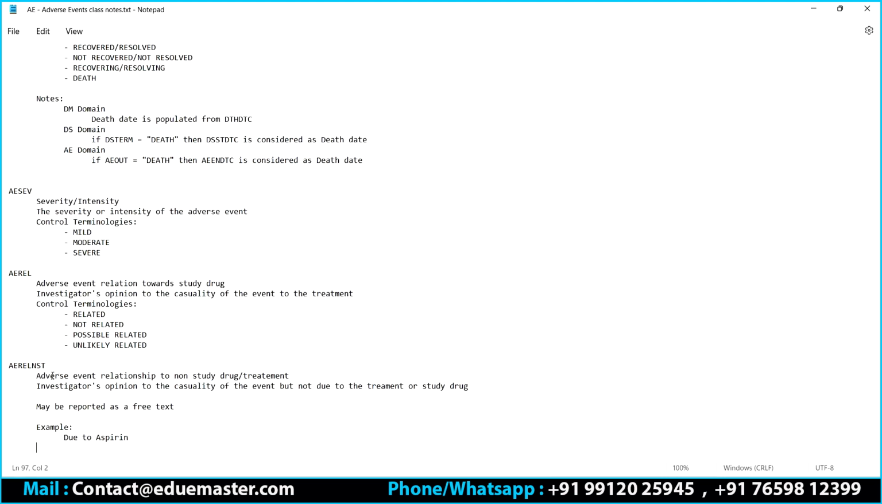Then this one, NST, stands for, right? It is a non-study treatment or non-study drug. So what is the adverse event relation towards the non-study drug, right? Most of the time it is going to be free text because it is not related to your study drug. So there won't be any controlled terminology applicable here. So most of the time it is going to be free text.